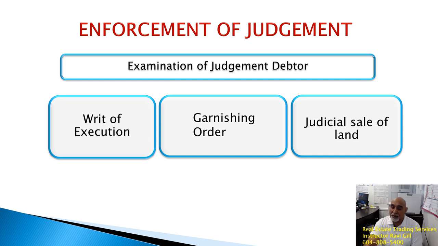Okay, so again, to clarify, this will always be one step. So it's either this and this, or this and this, or this and this. Okay, this will not do everything. This will only inform the judge and the judgment creditor what the debtor has. How to get the money owing is going to be one of these three.